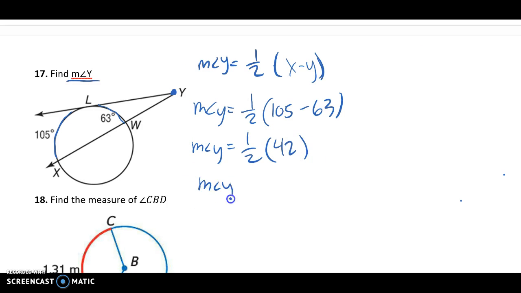That's going to be 42. Okay, and then we'll find measure of angle Y equals 21. Okay, so no big deal at all. Should be easy money on the CBA.